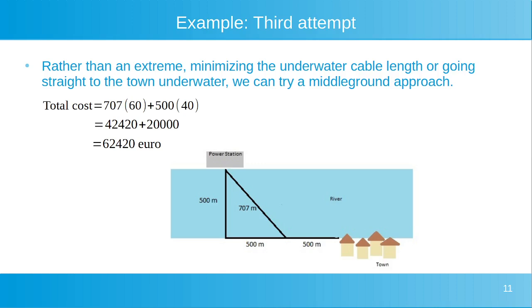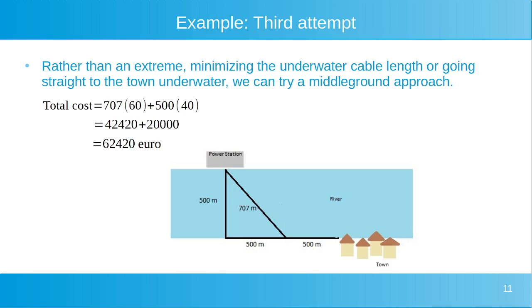It comes out to 707 meters multiplied by €60, plus 500 meters multiplied by €40 per meter, which works out to be 42,420 plus 20,000, which works out to be €62,420. So this attempt was cheaper again. So this was the cheapest of everything we've tried so far.